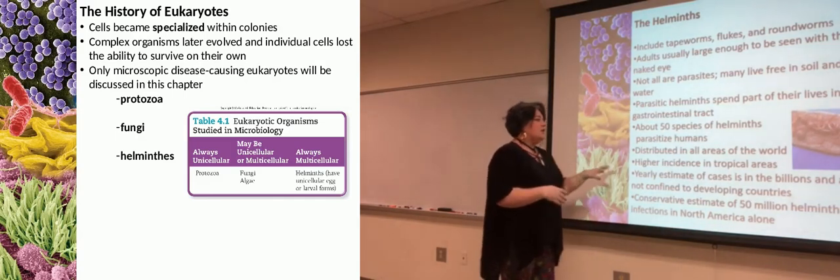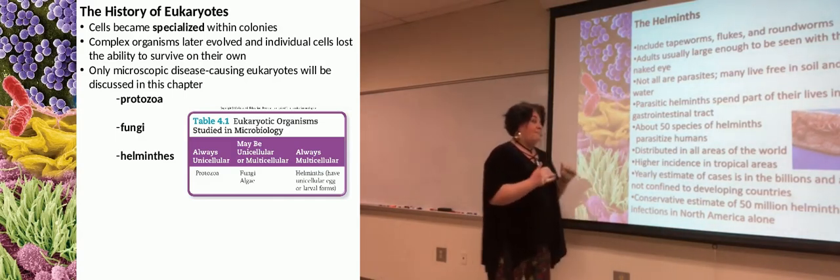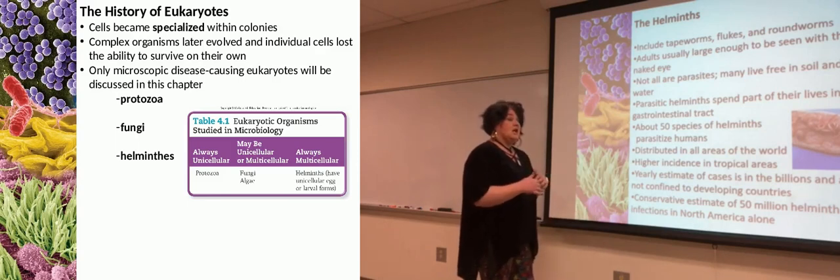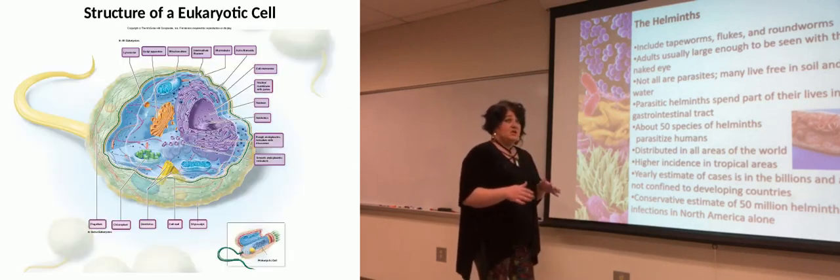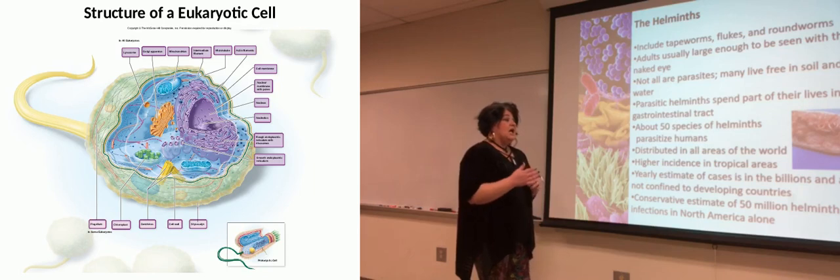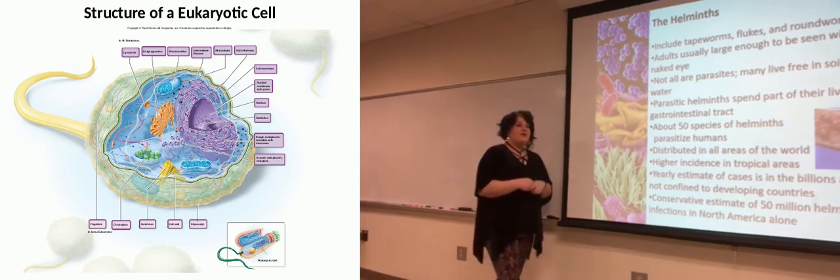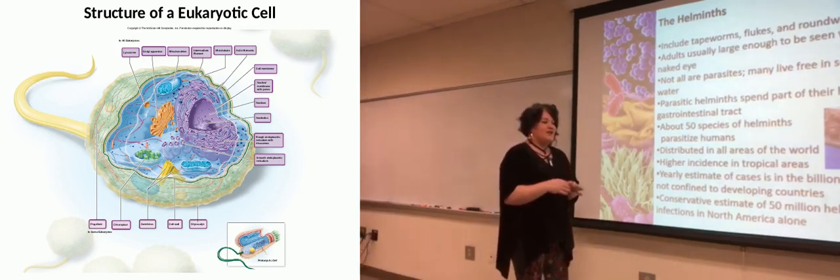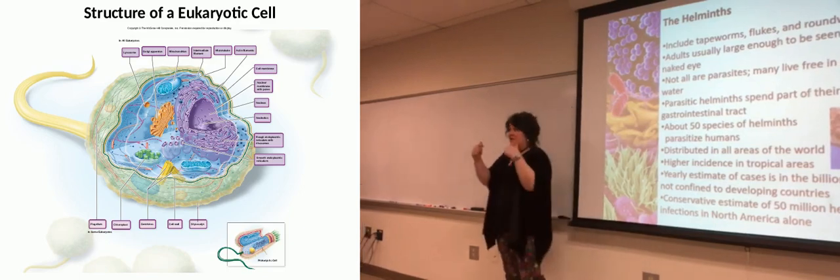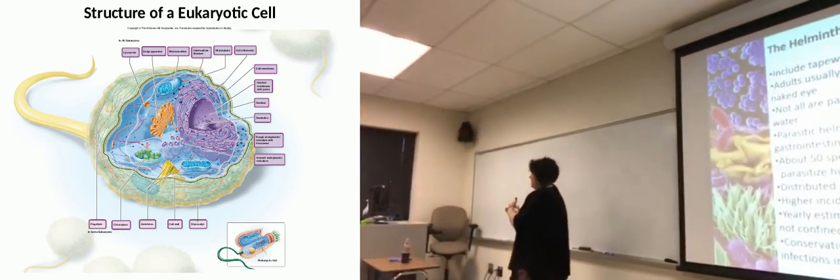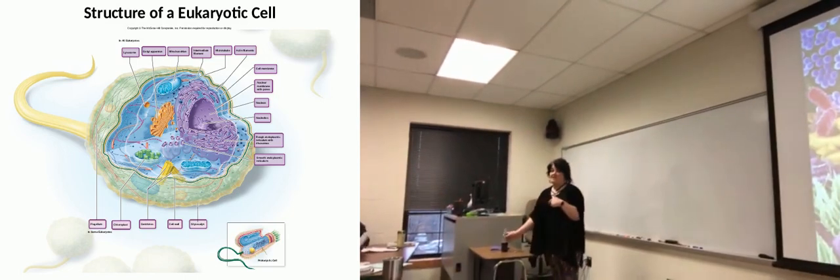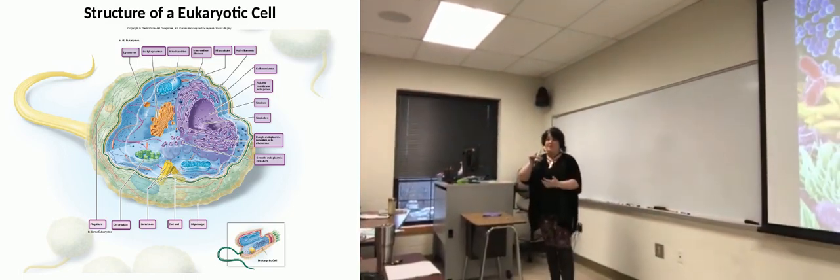Yearly estimates of cases are going to be in the billions. Not confined to any type of developing nation. A conservative estimate is that there are about 50 million helminthic infections in North America alone. So that includes us. So we do see helminthic infections actually involving typical people. Honestly, it's usually kids, and I'll tell you why in a little bit.